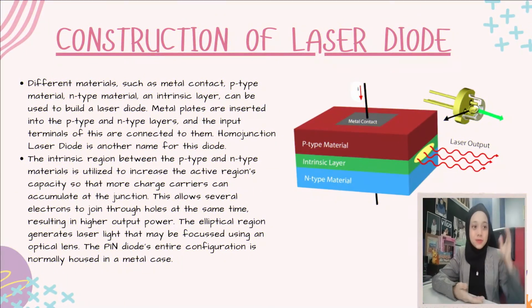Construction of laser diode, as we can see in the picture above, different materials such as metal contact, P-type material, N-type material, and intrinsic layer can be used to build a laser diode. Metal plates are inserted into the P-type and N-type layer, and the input terminals are connected to them. Homojunction laser diode is another name for this diode.